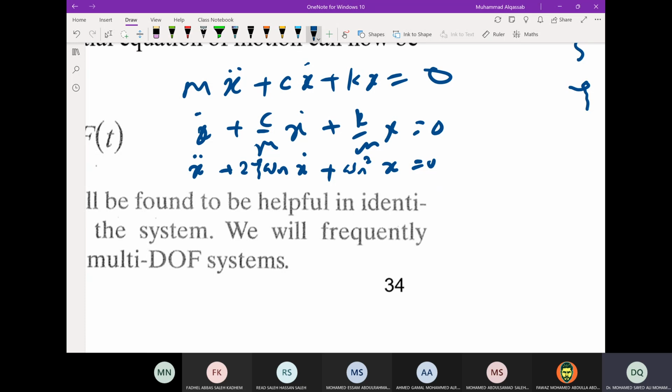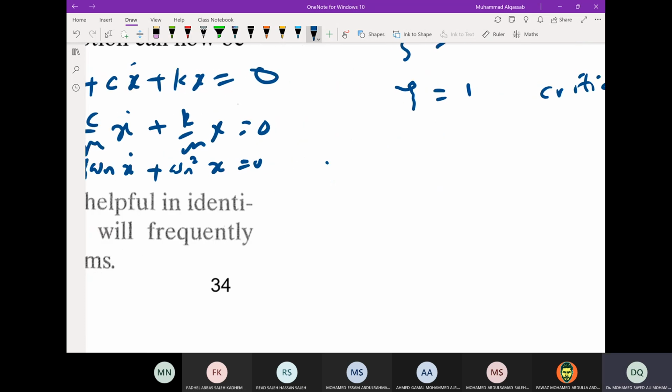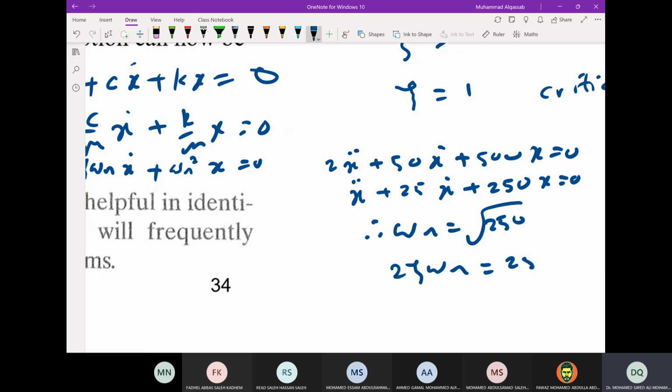omega n and zeta. As an example, for the last minute here, let's say 2x double dot plus 50x dot plus 500x equal to 0. When you divide by 2, you get x double dot plus 25x dot plus 250x equal to 0. Therefore, omega n is the square root of 250, and 2 zeta omega n equals 25. You need to make this coefficient equal to 1, unity, and you can find omega n and zeta.